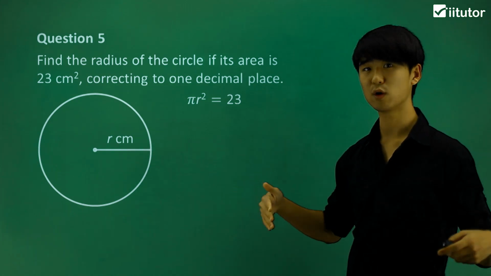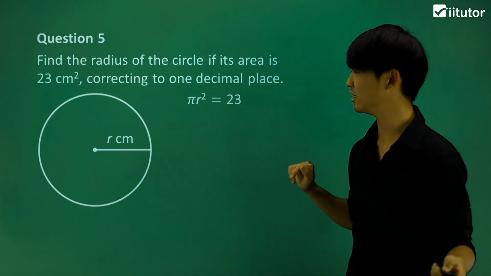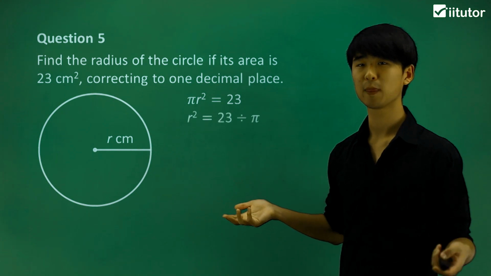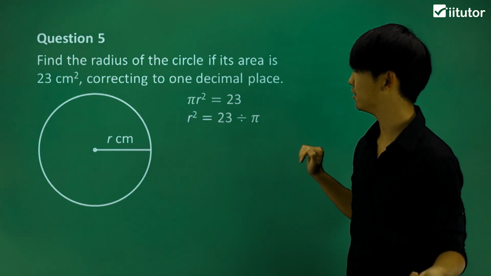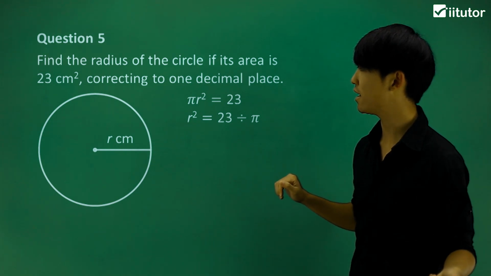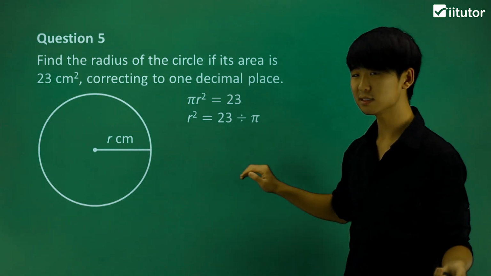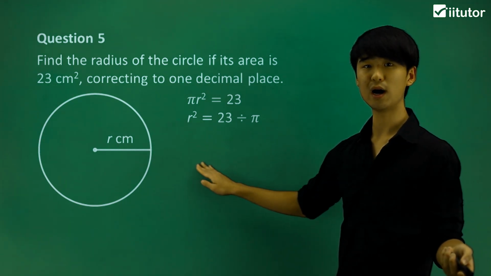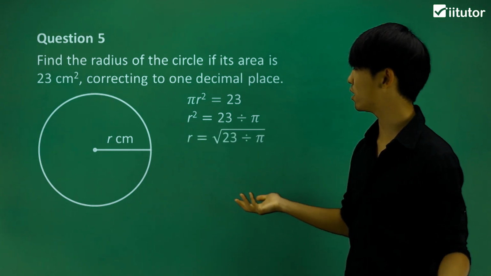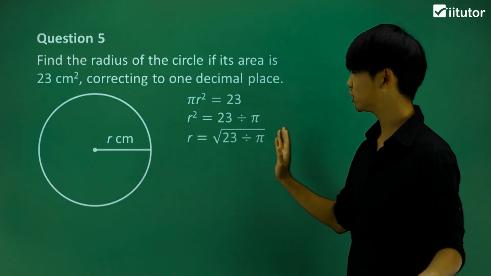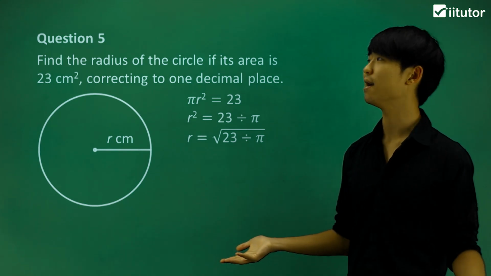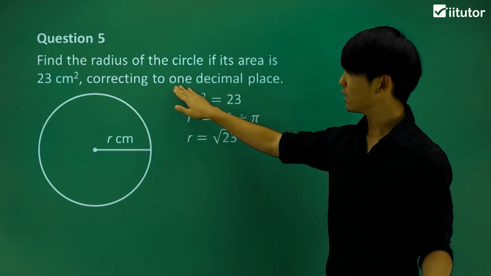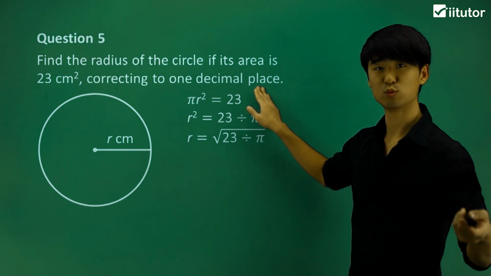We're going to try and get everything away from r as much as possible in this equation. So how do we do that? First of all, I'm going to divide by this pi on the other side, so we get 23 divided by pi. Before you even calculate this, we have r squared, but we want r. So what I'm going to do is square root both sides. So our radius is the square root of 23 divided by pi. Now we want our answer correct to 1 decimal place.